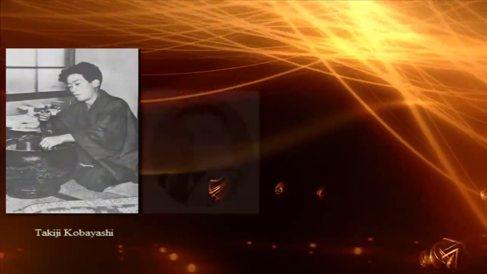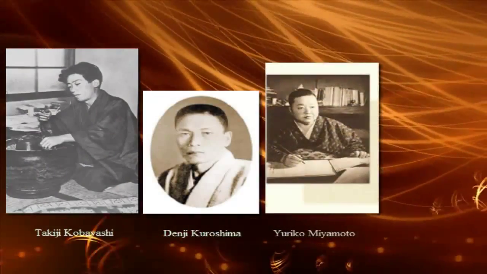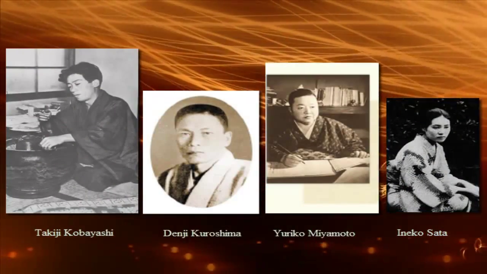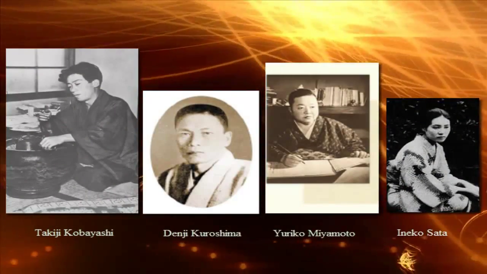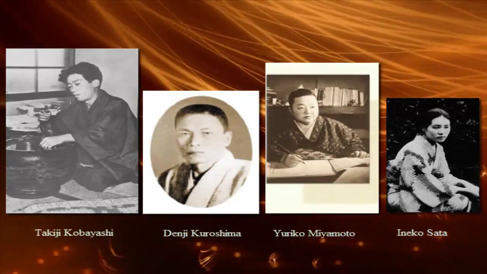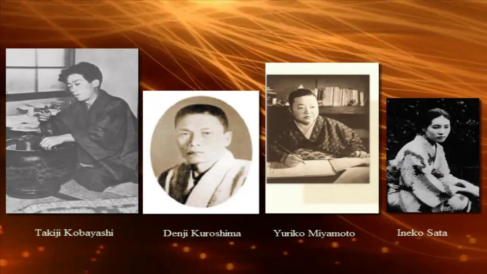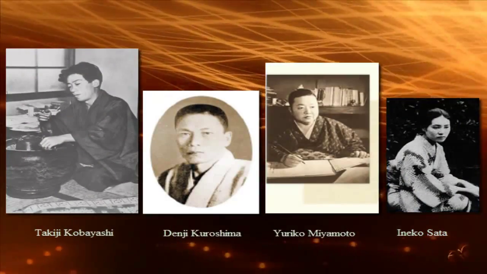During the 1920s and early 1930s, the proletarian literary movement, comprising such writers as Takiji Kobayashi, Denji Kuroshima, Yuriko Miyamoto, and Ineko Sata, produced a politically radical literature depicting the harsh lives of workers, peasants, women, and other downtrodden members of society and their struggles for change.